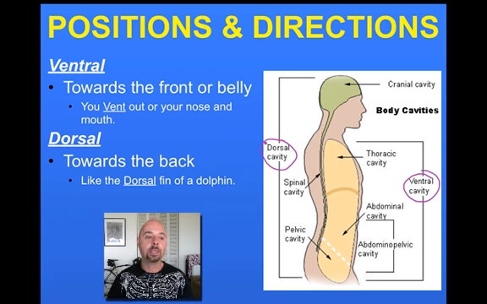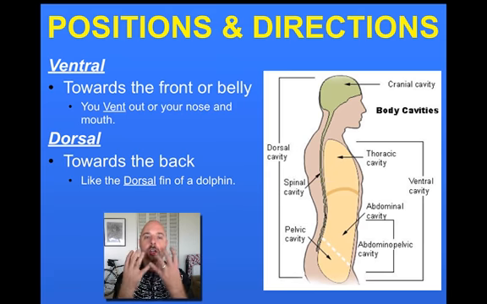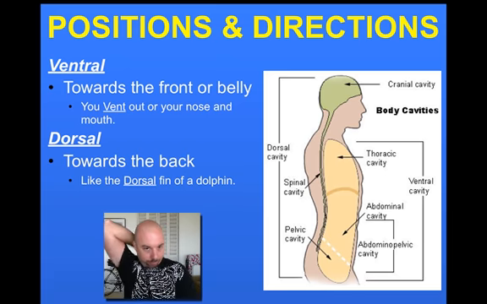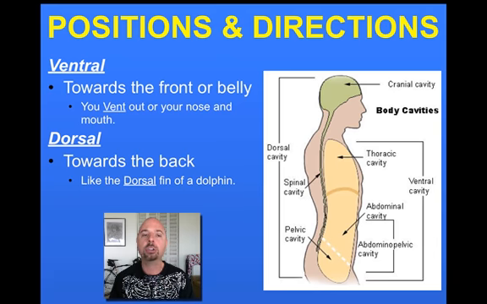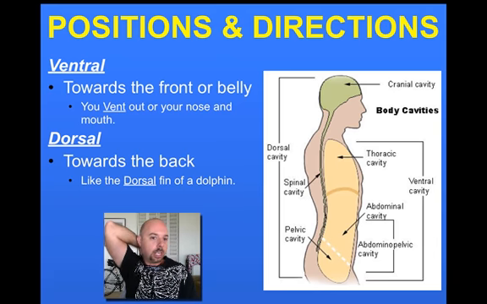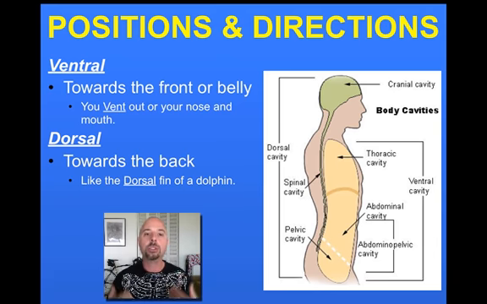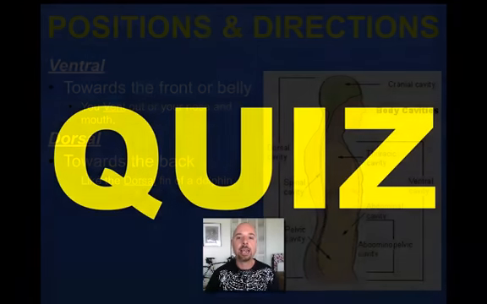Now, two easy ways of remembering this is that when we vent, when we yell and scream at somebody, we do that out of our noses and our mouths, and our nose and our mouth are in the front of our bodies, versus dorsal, which, like a dolphin or a fish or a shark, the dorsal fin is on their backs. So the dorsal side is our back, the ventral side is our front.